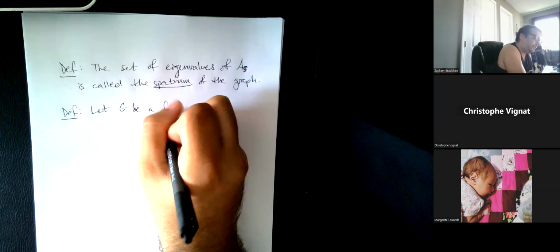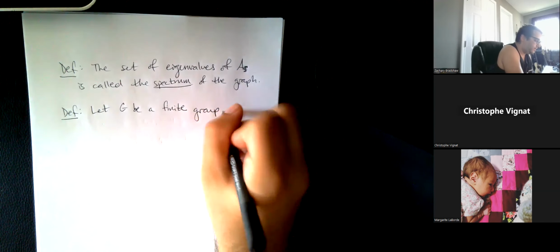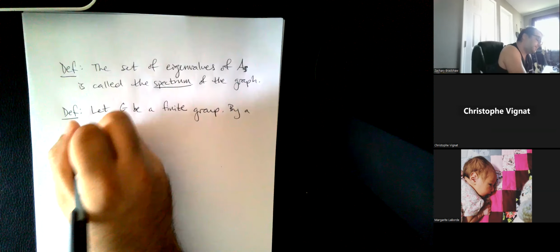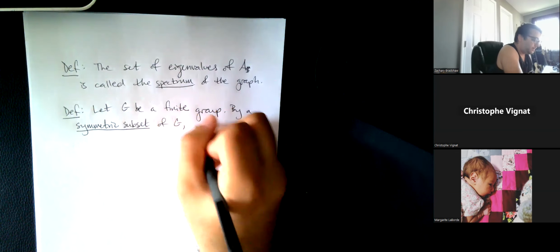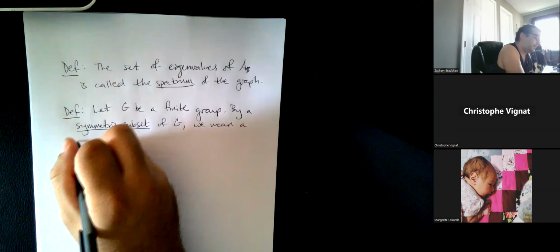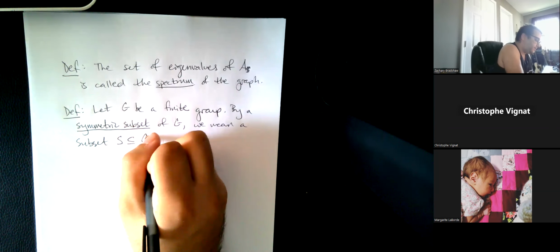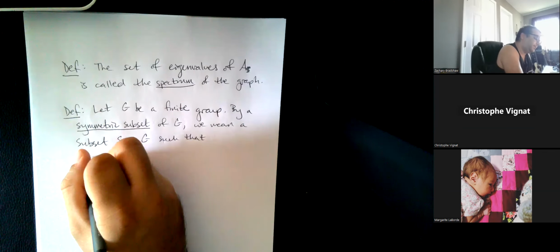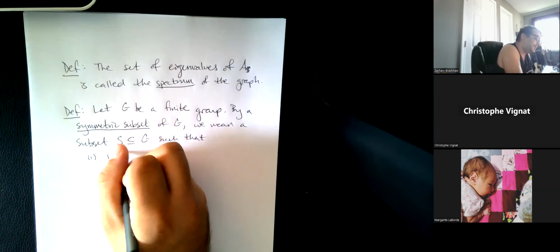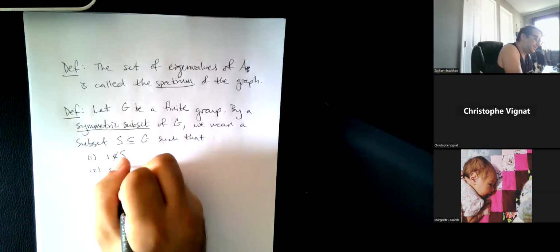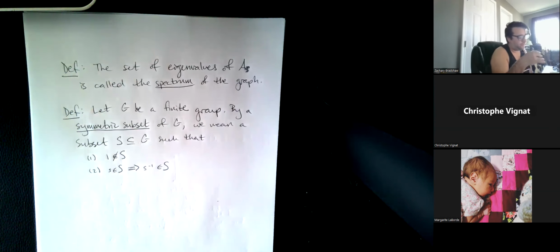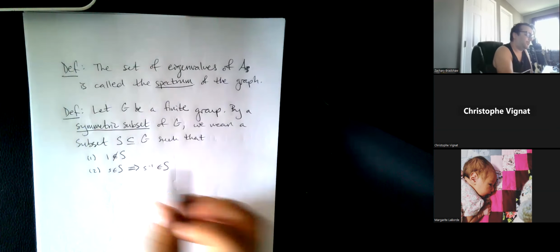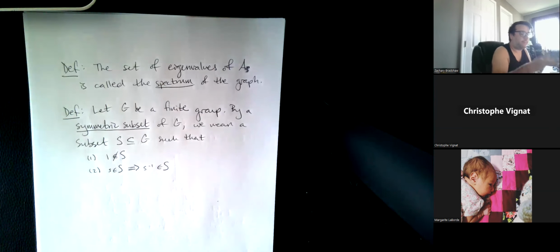Let G be a finite group. By a symmetric subset of the group G, what we mean is a subset S of G such that the following two properties hold. The identity is not contained in S, and s in S implies that s inverse is in S. So of course this goes both ways, since if this property holds, then the opposite property has to also hold, because the inverse of the inverse is of course just s.